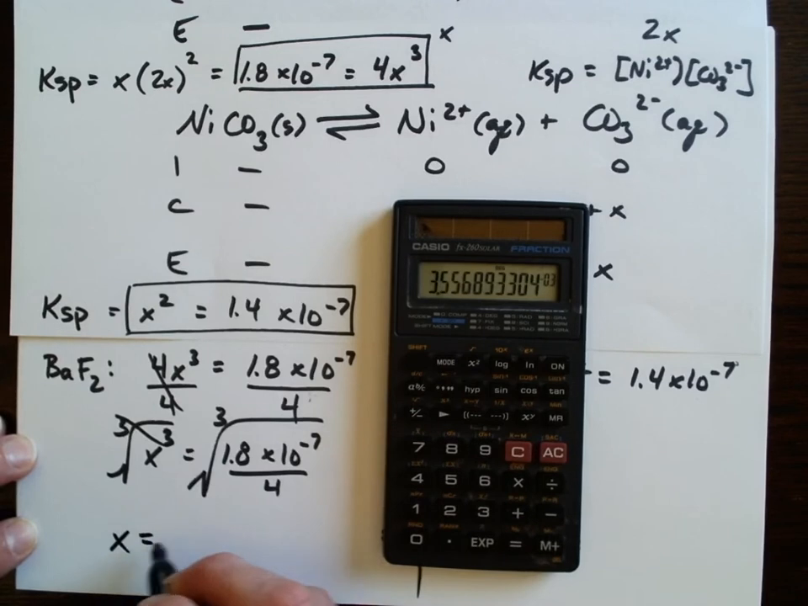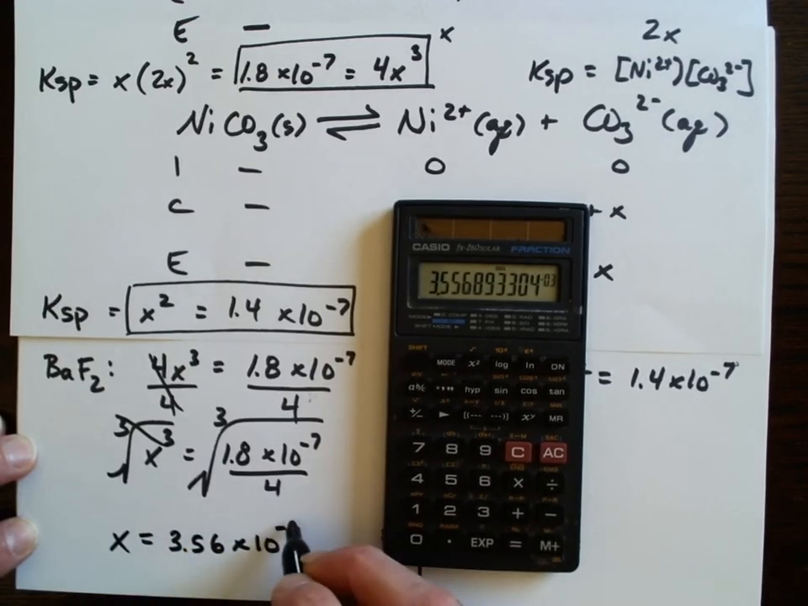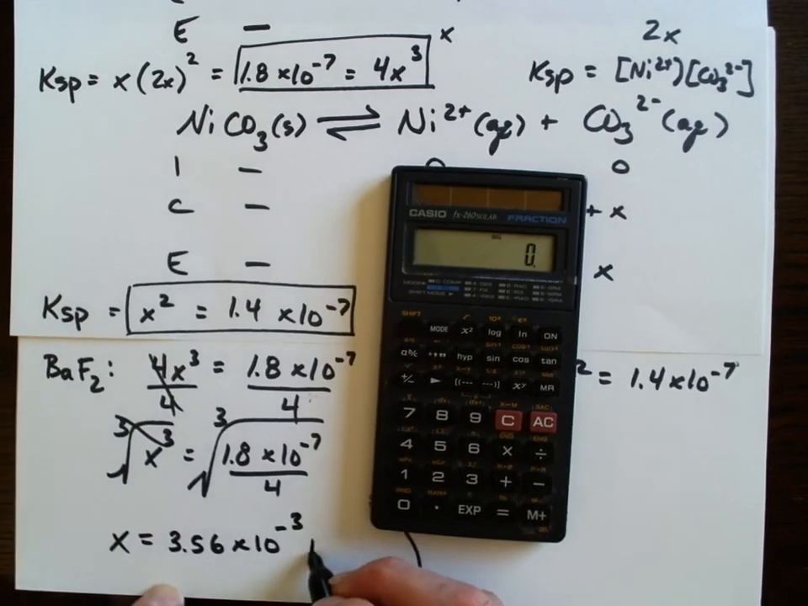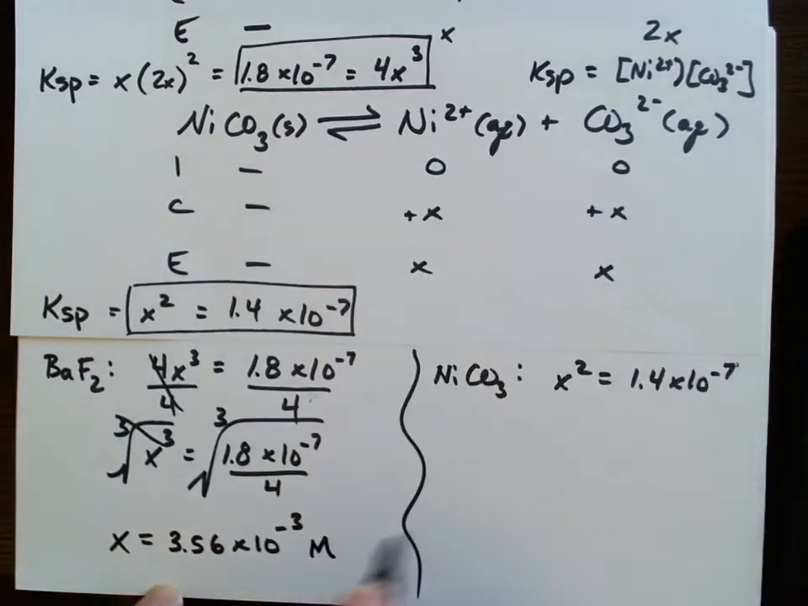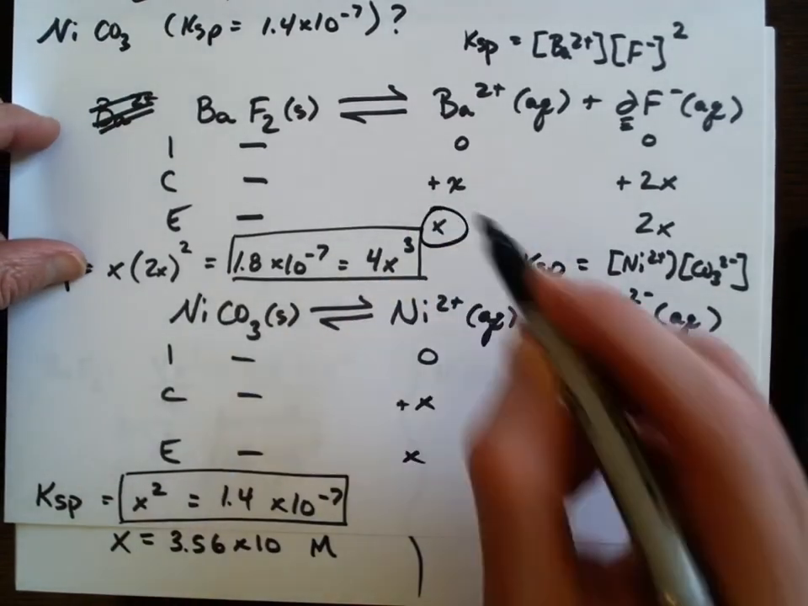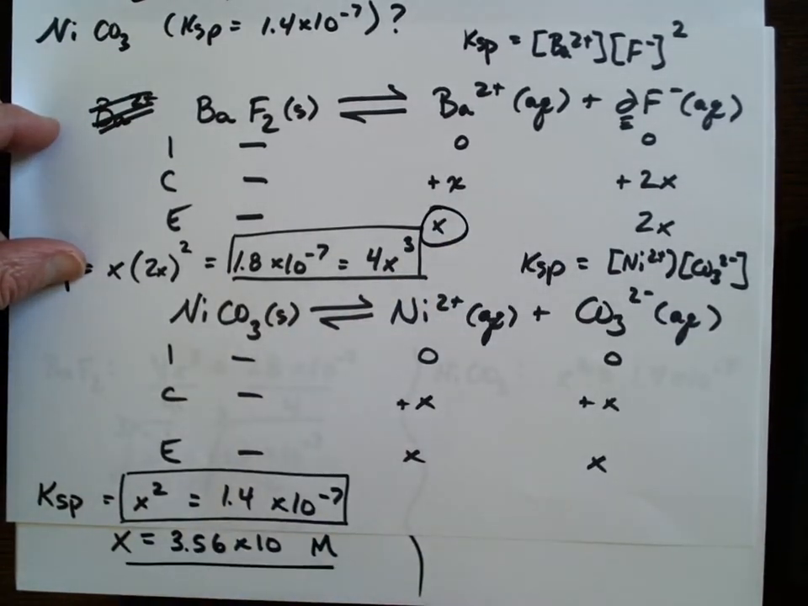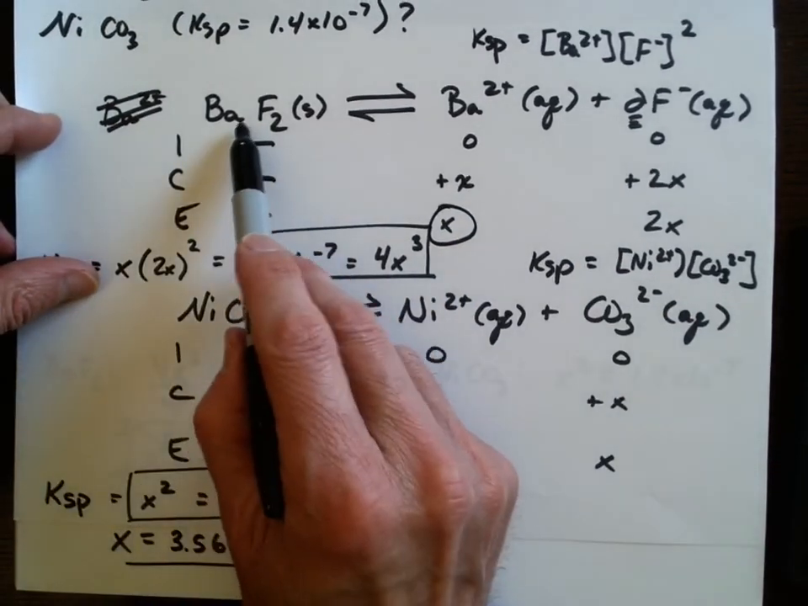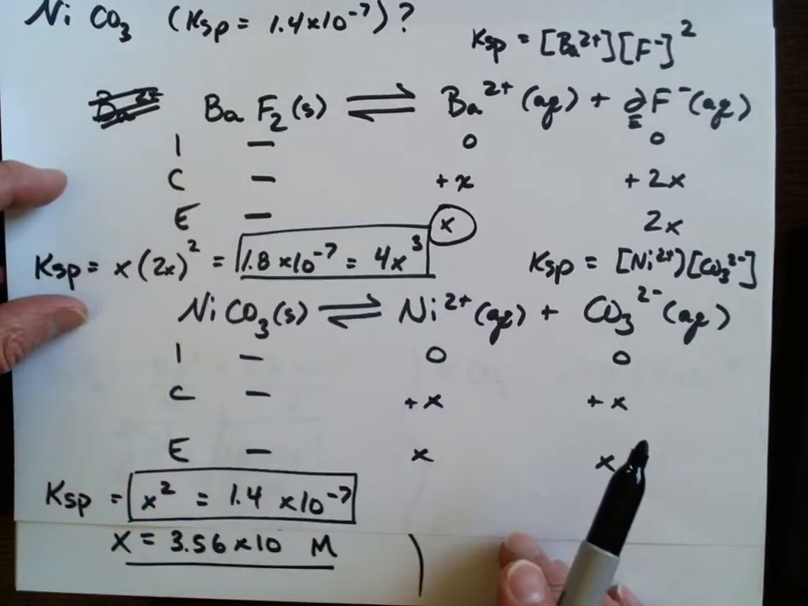So x in this case is going to be 3.56 times 10 to the negative 3. That's done correctly. So that would be my concentration of barium in water that has some barium fluoride in it.